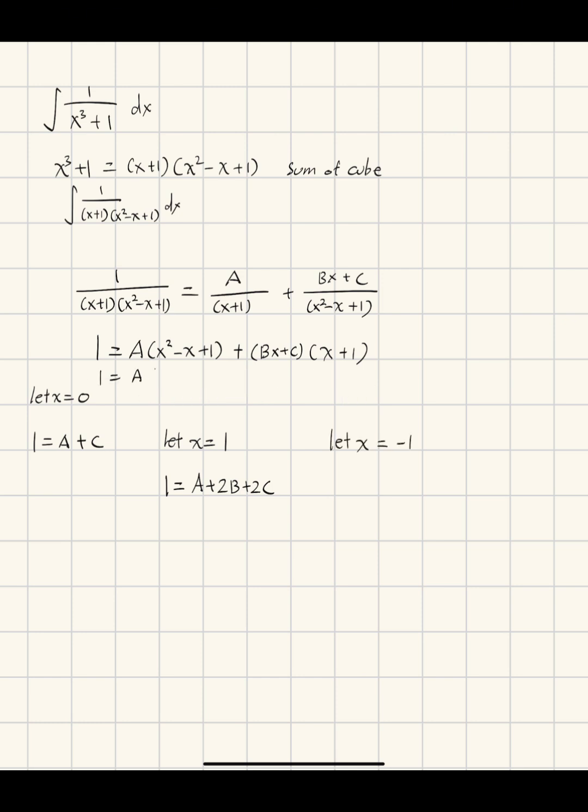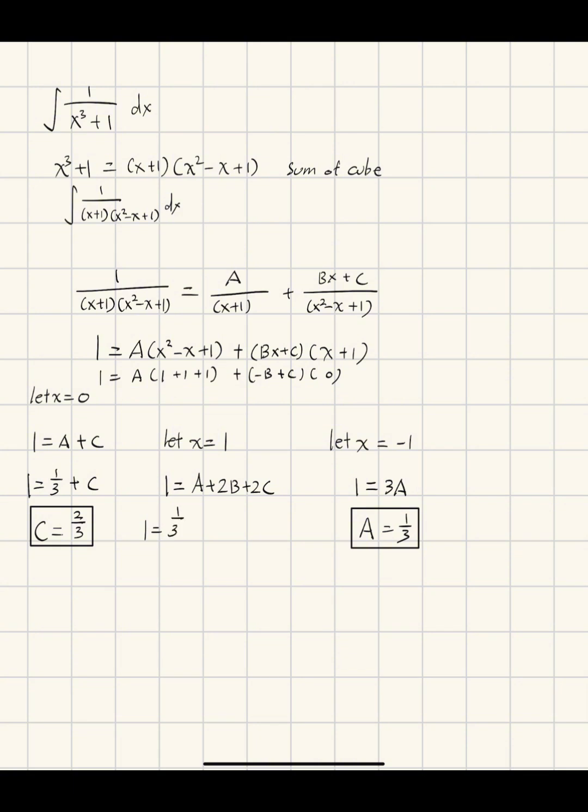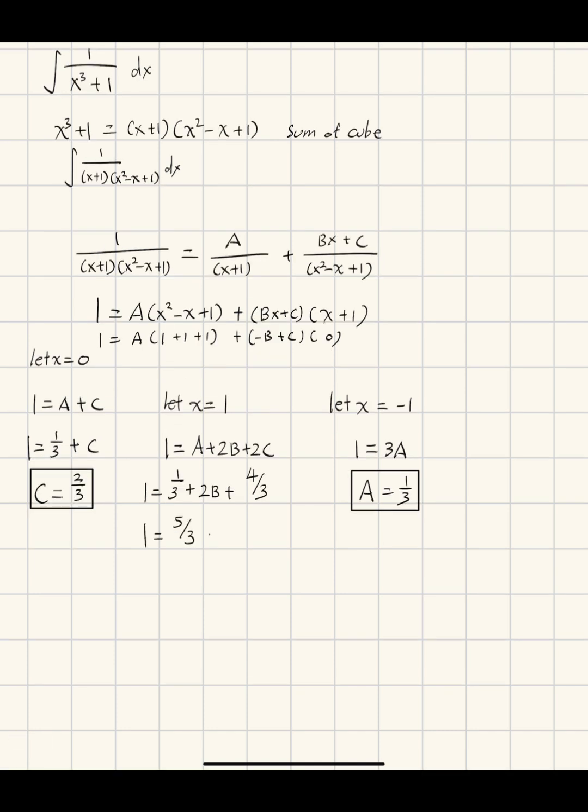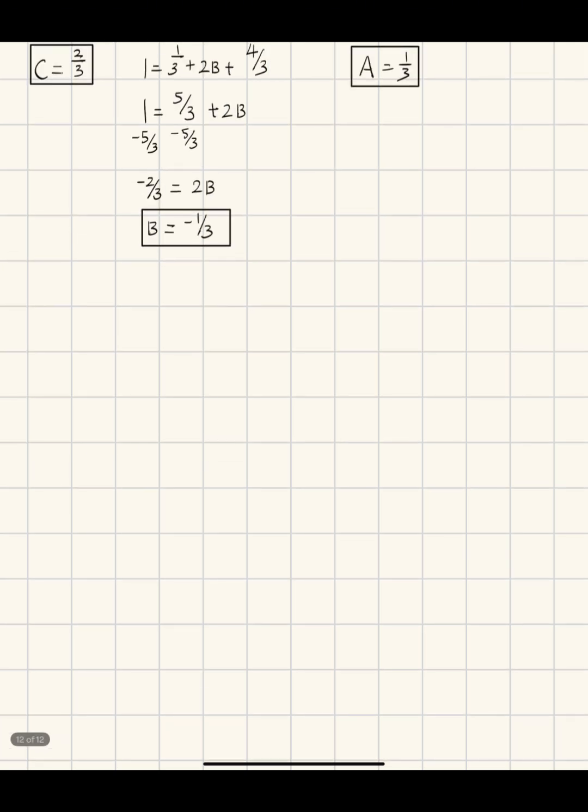Setting x to 0 and 1 did not give me a value, but when I set x to negative 1, I got a as 1 over 3. Then I plugged a back into the 1 equals a plus c, and I got c as 2 over 3, and plugged the rest back into the 1 equals a plus 2b plus 2c, and I got b as negative 1 over 3. And now I'm going to plug all the values back into the integral.